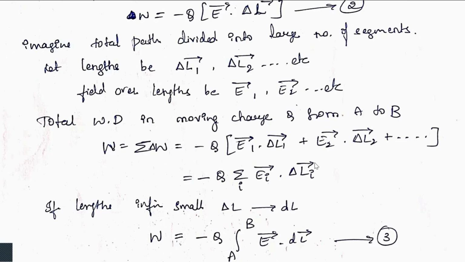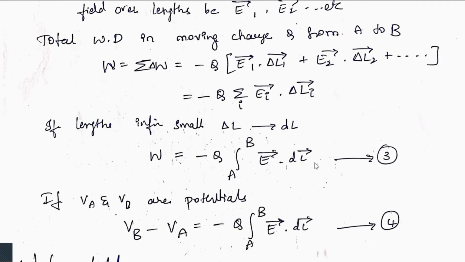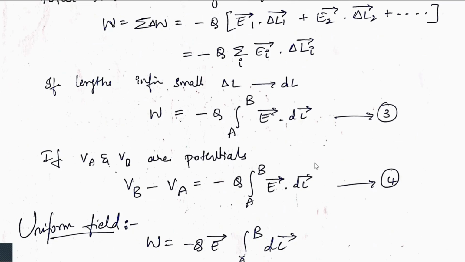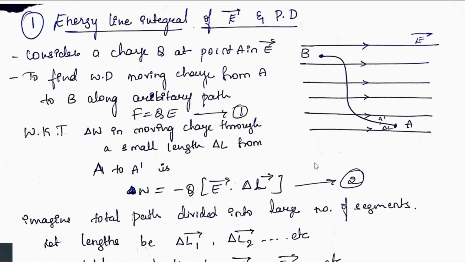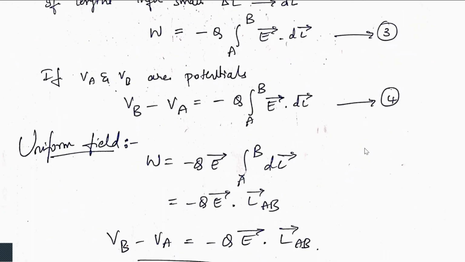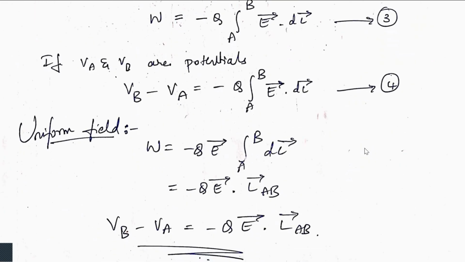If the length is infinitely small, that is, if we consider a very small length dl, then the work done will replace delta L with dl. We get equation 3. If VA and VB are the potentials, then we can say W is replaced by VA minus VB. This is not for a uniform electric field. Now, if we consider a uniform electric field, then W is equal to minus QE, integrated from A to B to find the work done.